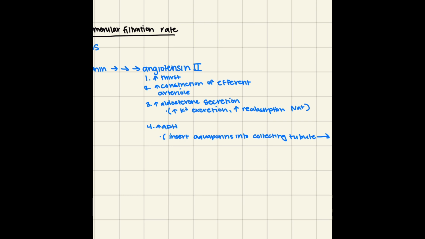not permeable to water. However, when we have ADH, we're basically telling our body, hey, we're dehydrated. We need to increase our blood pressure, increase our cardiac output, whatever. So our body's like, give me some more water in my blood. So we insert aquaporins and we remove water from our urine and put it back into our blood, therefore concentrating our urine.